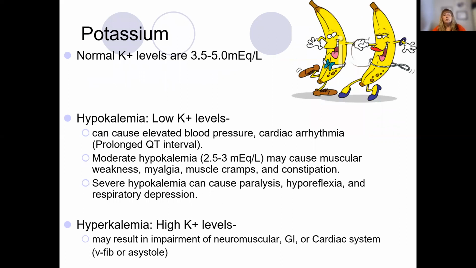Potassium levels, normal levels are 3.5 to 5 milliequivalents. Hypokalemia, which is low potassium levels, can cause elevated blood pressure and cardiac arrhythmias, such as prolonged QT intervals. Moderate hypokalemia may cause muscular weakness, myalgia, muscle cramps, and constipation. Severe hypokalemia can cause paralysis, hyporeflexia, and respiratory depression. Hyperkalemia, or high potassium levels, may result in impairment of the neuromuscular, GI, or the cardiac system and can cause VFib and asystole.